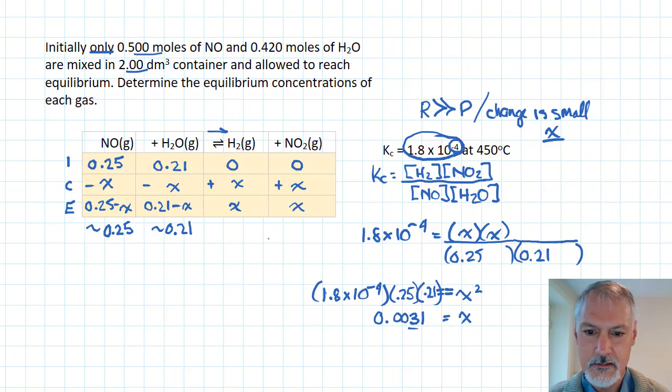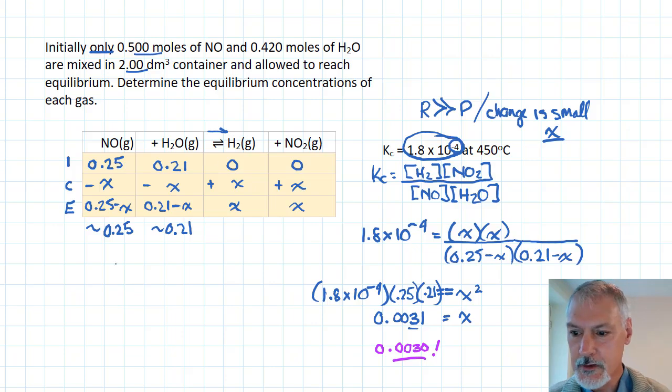If you did leave x in here and solve with these in this form, you would employ the quadratic formula and you would solve. And the answer you actually get then is closer to 0.0030. So you would get that if you kept those numbers in. So you can see that you're off slightly using this shortcut, but not enough to worry about.